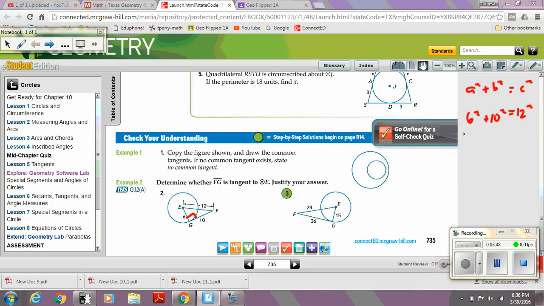6 squared is 36. 10 squared is 100. 12 squared is 144. Add up 36 with 100, you would get 136 is equal to 144. That is false. So we did not prove Pythagorean's theorem. And because we did not prove Pythagorean's theorem, we would have to say no, FG is not tangent to circle E.